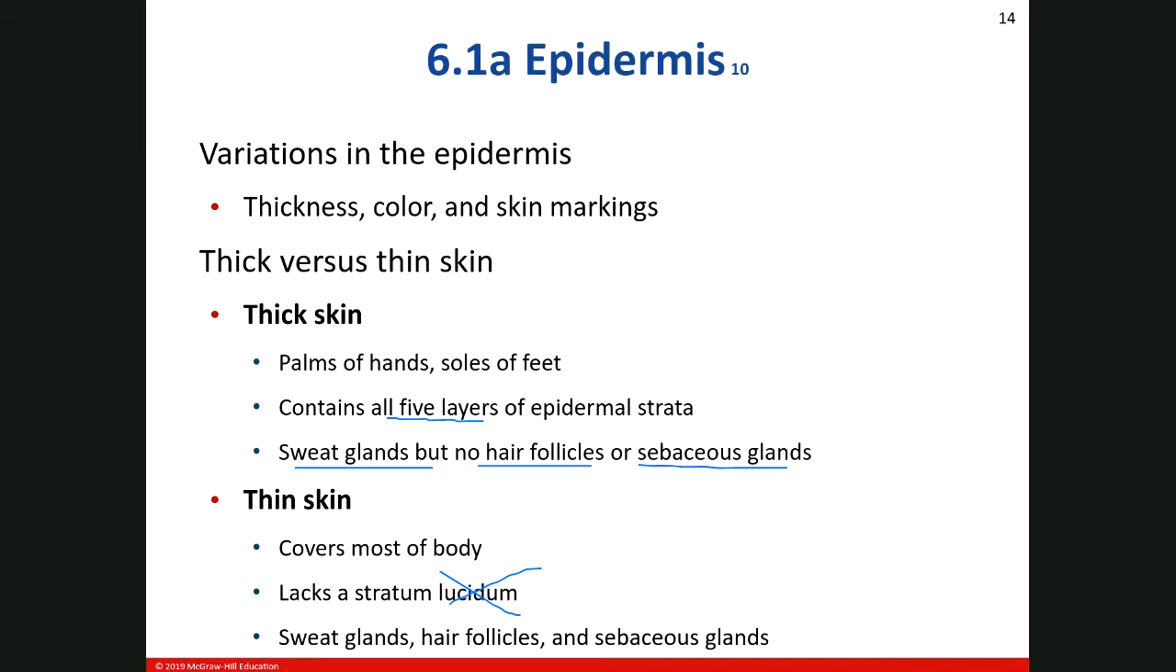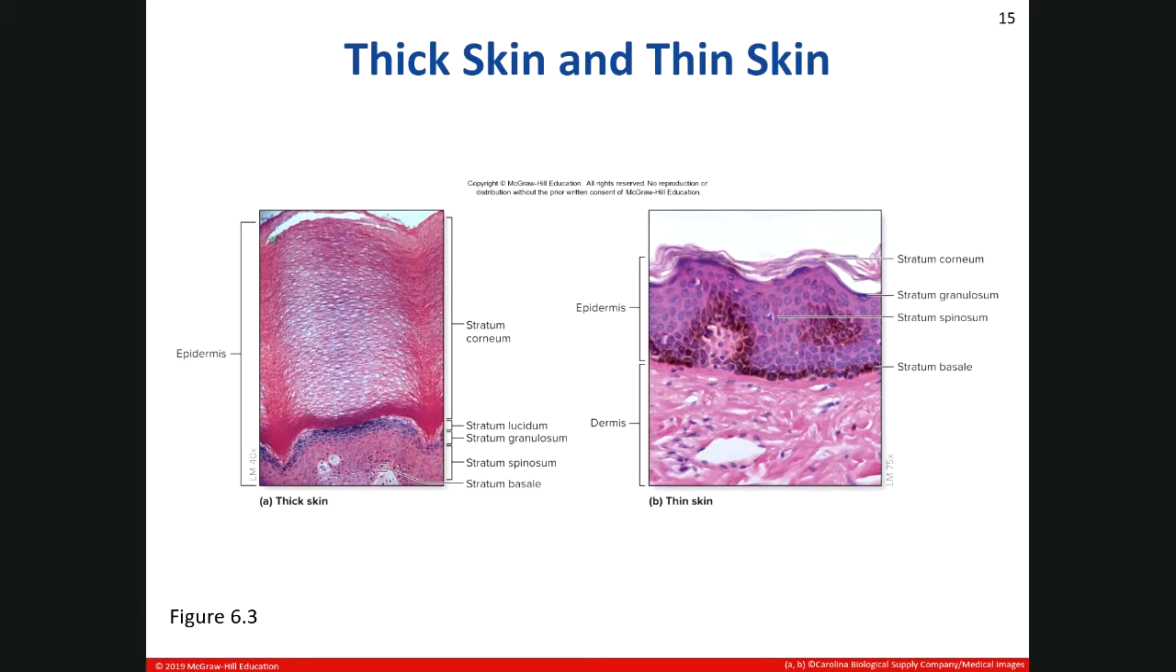So you'll have sweat glands, hair follicles, and sebaceous glands in the areas of thin skin. This picture is showing us thick skin over here. Look how many layers of stratum corneum you have compared to the thin skin. Very little. This is the epidermis. All this is the epidermis here. That's not a lot. All this is the epidermis here in thick skin.